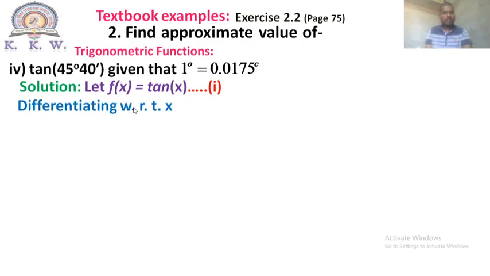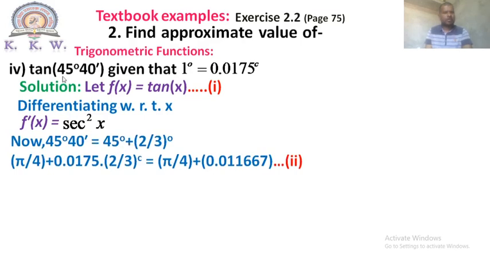Differentiating it with respect to x, the derivative of tan x is sec square x. We are going to find the values of a and h. Before that, we convert 45 degree 40 minute into radian. 45 degree 40 minute can be written as 45 degree plus 40 minute. 40 minute converted to degree is 40 divided by 60, that will be 2 by 3 degree. Now 45 degree is equal to pi by 4 radian, and 2 by 3 degree we convert to radian.